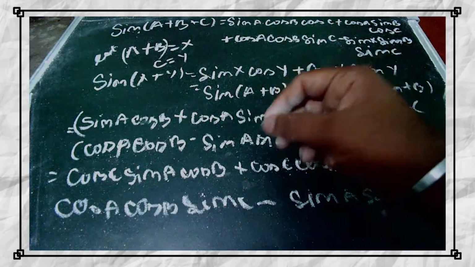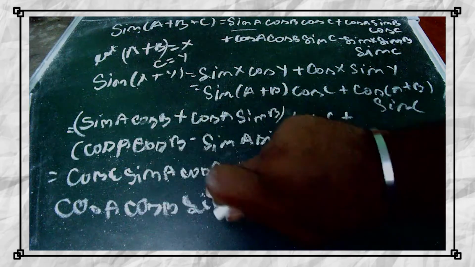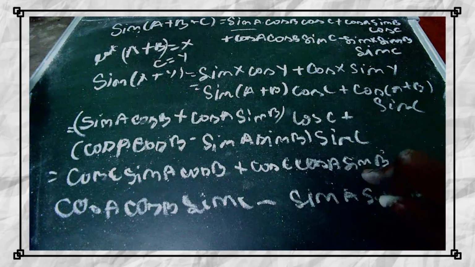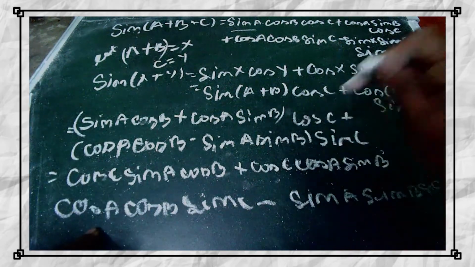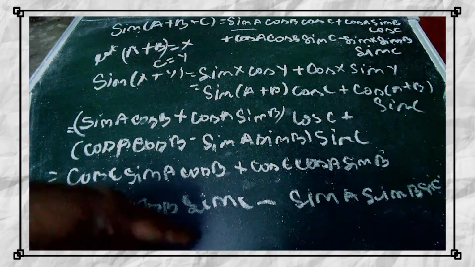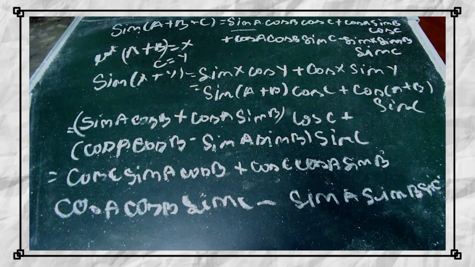After arrangement we will get sine of A into cos of B into cos of C plus cos of A into sine of B into cos of C, cos of A into cos of B into sine of C minus sine of A into sine of B into sine of C. So this was the derivation of the formula sine of A plus B plus C equals sine of A into cos of B into cos of C plus cos of A into sine of B into cos of C plus cos of A into cos of B into sine of C minus sine of A into sine of B into sine of C.